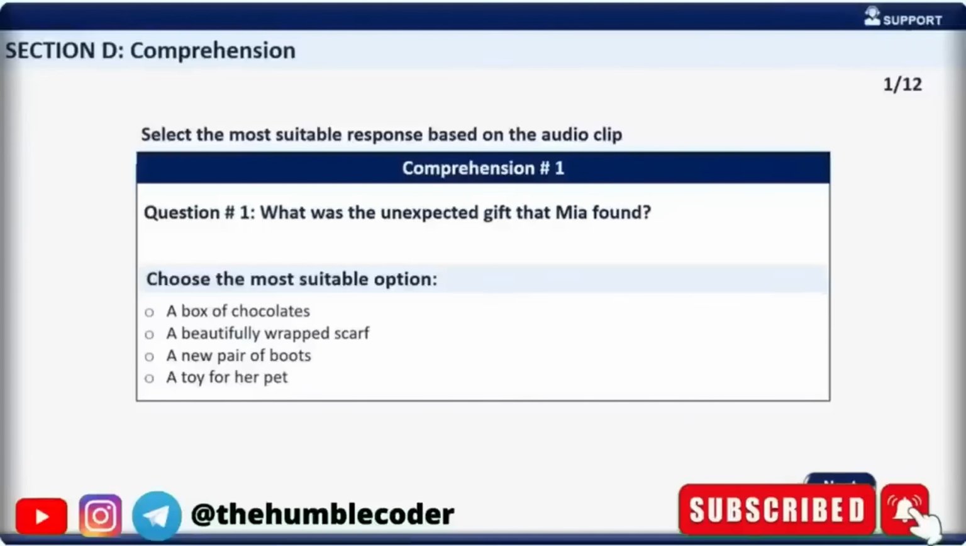Okay, so now let's attempt the first questions. There will be 3 questions based on that audio. The first question is, what was the unexpected gift that Mia found? The options that we have are a box of chocolates, a beautifully wrapped scarf, a new pair of boots, a toy for her pet. The correct answer for this question is going to be a beautifully wrapped scarf.